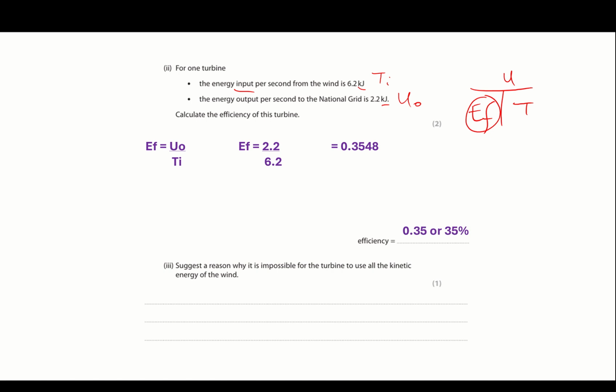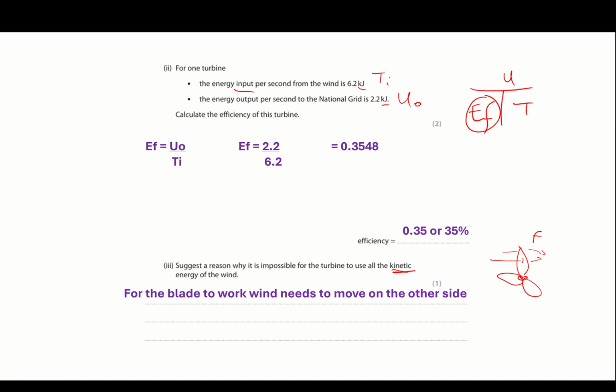Suggest a reason why it's impossible for the turbine to use all the kinetic energy. Well, if we imagine that we've got, say, a turbine blade, there we go, not a bad diagram. The crucial part is wind needs to go around it anyway, because this is an aerofoil. But the main thing is there's going to be some friction, and the friction will mean that we get some kinetic energy transferred to thermal energy. So in the mark scheme, it says for the blade to work, wind needs to move to the other side. Fine. Or an easier answer is there's going to be some friction, and this will dissipate some of the kinetic energy into thermal energy in the air.